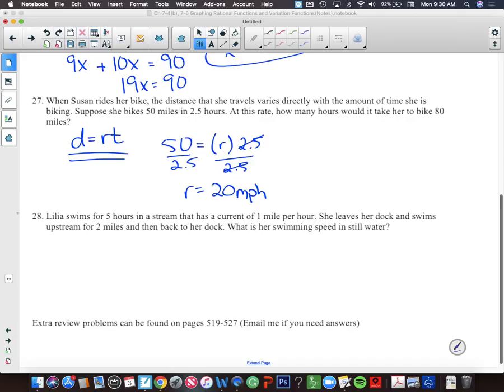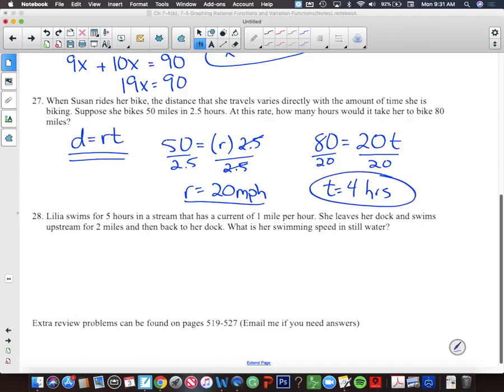Okay, so now, how many hours would it take her to bike 80 miles? Okay, we want to go 80 miles. Our rate is 20 miles per hour. What's the time? Divide by that rate, so you get t equals 4 hours. Okay, you can use some common sense to figure this problem out. It's not too bad.